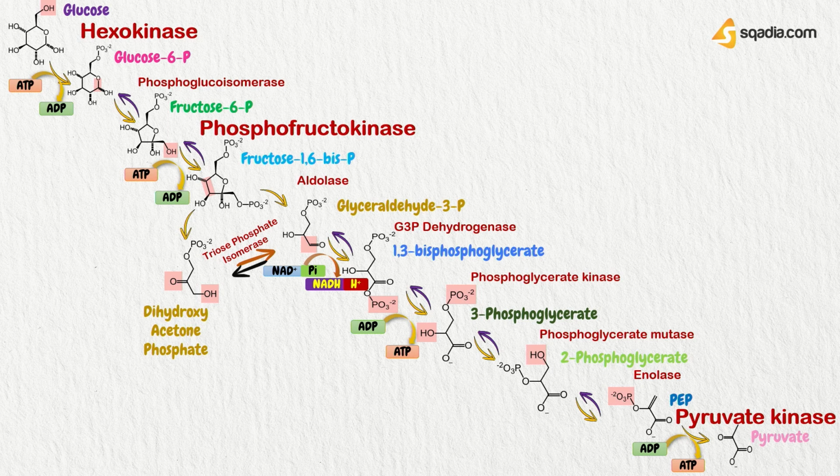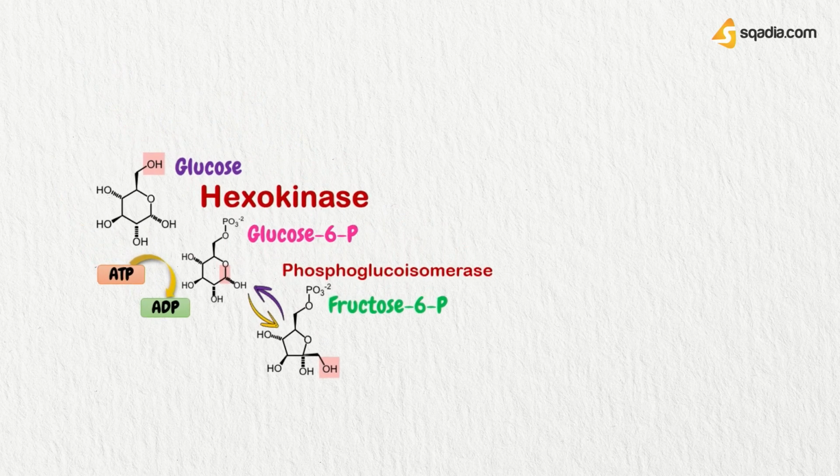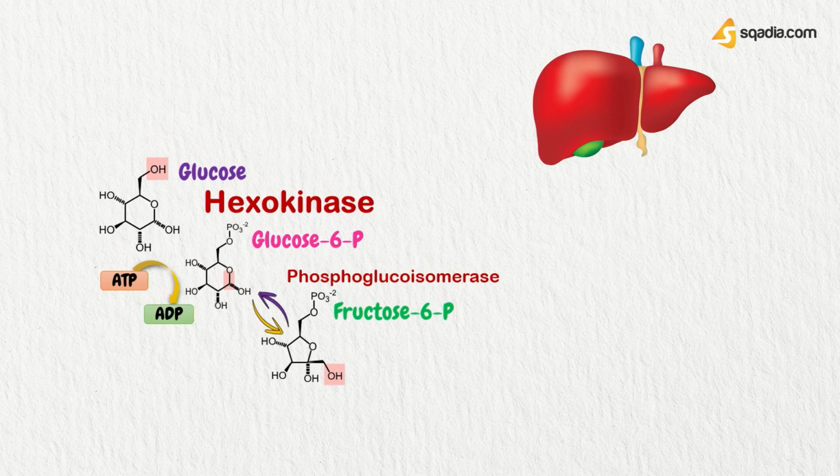So firstly, we're going to talk about hexokinase. Hexokinase is also known as glucokinase when it's inside the liver. So it stays inside the liver in the form of glucokinase, and in all other parts of the body, it is present in the form of hexokinase.